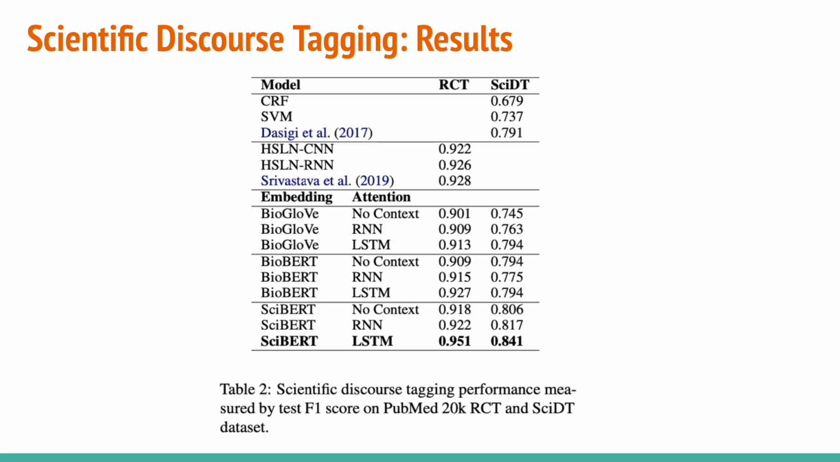As ablation studies, we compare different types of embeddings and attention mechanisms. BioGloVe is GloVe embedding trained on a biomedical corpus. BioBERT is another BERT model trained on biomedical texts. We also show that using an LSTM to compute the contextualized embedding for summarizing word embeddings into a sentence embedding outperforms using an RNN or simple self-attention without contextualization.